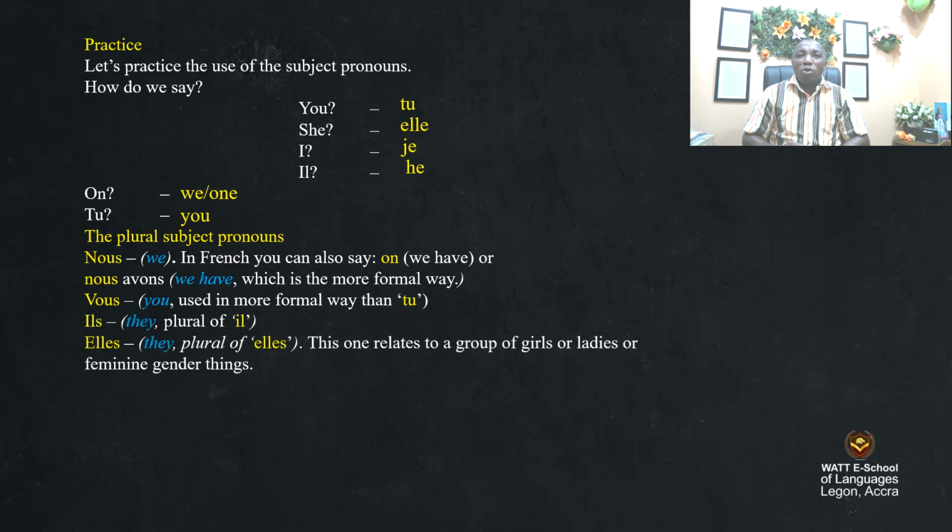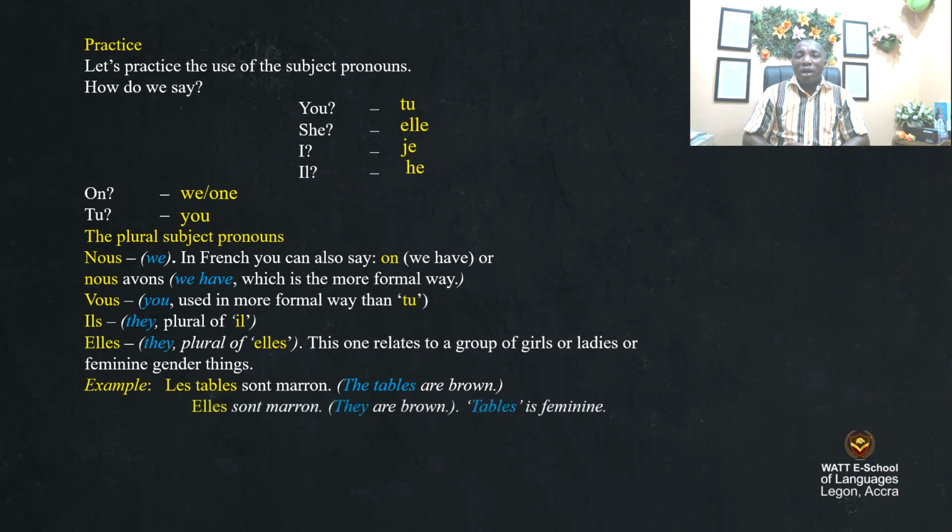Ils, they, plural of il, and elles, they, plural of elle. This one relates to a group of girls or ladies or feminine gender things, like table. Table is a thing, so the plural you say les tables. Replacing les tables with a subject pronoun, you say elles. Good. Example, les tables sont marron. The tables are brown. I want to replace les tables with a subject pronoun, so I say elles sont marron. They are brown. Table is feminine, so it is replaced with a feminine plural subject pronoun.